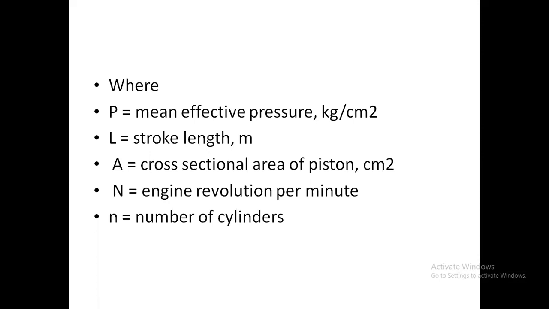Here these terminologies are given. Here you can see P is the mean effective pressure in kg per centimeter square, capital L is the stroke length, A is the cross-sectional area of the piston, N is the revolution speed of the engine given in RPM, and small n is the number of cylinders.